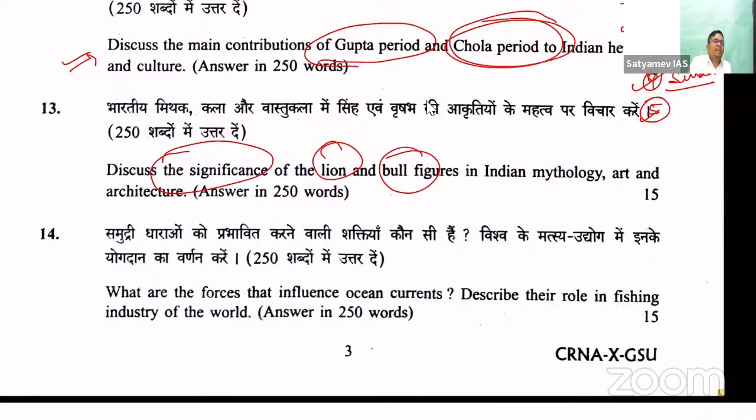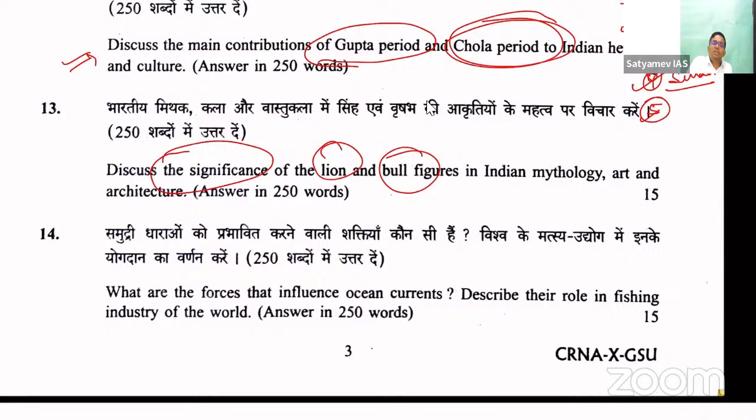And then mythological significance in Jatak stories of Buddha, also this lion and bulls were kept. Bulls were used as what? As the symbolic gods. Right. In Jatak stories, lions and bulls were there.